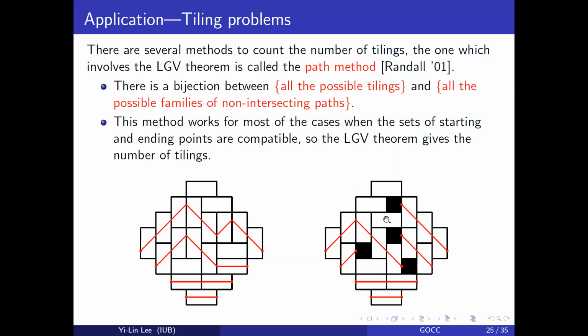Similarly, if there's a hole in the middle, then we can still construct a bijection between tilings and non-intersecting lattice paths. But in general, if there's a hole in the middle, then the starting and ending points are not compatible.